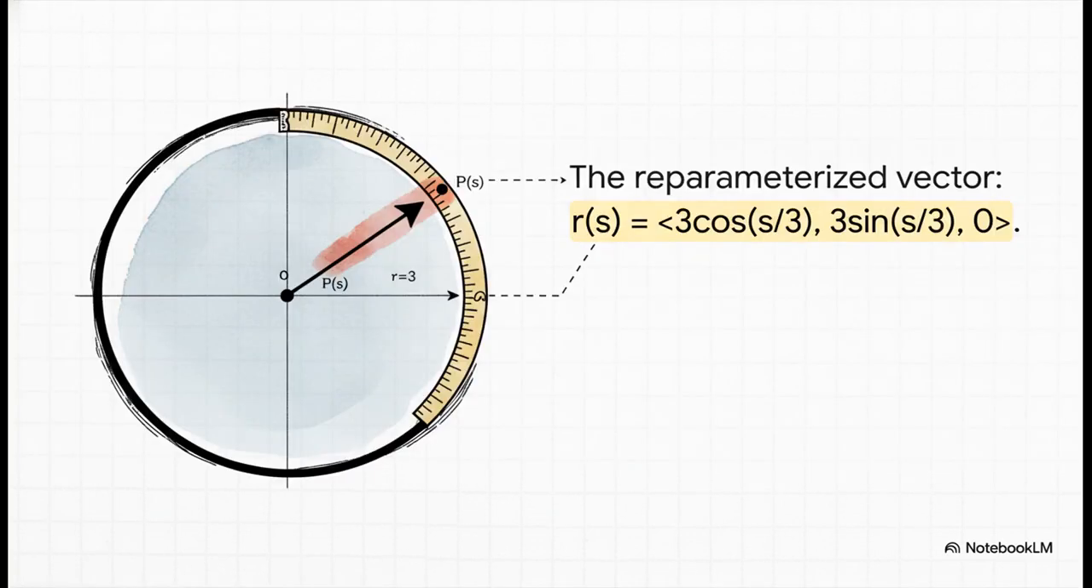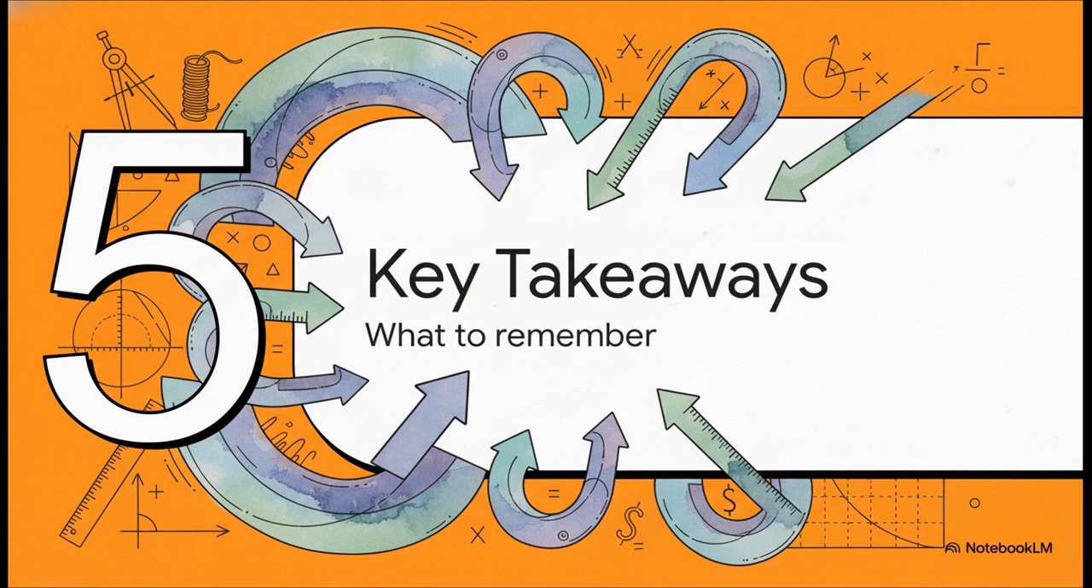Your new position vector is a function of s, the actual distance you've walked along the edge of the circle. So if you want to know where you are after you've traveled, say, 5 feet along the circumference, you just plug s equals 5 into this formula. It's incredibly direct. All right, that was a lot. We've covered a ton of ground here.